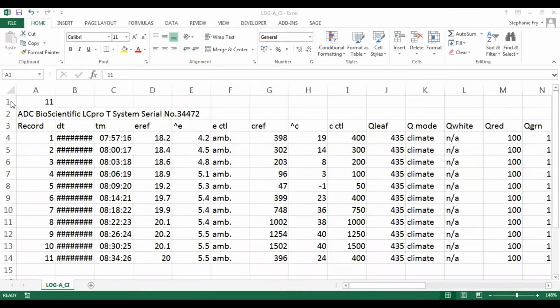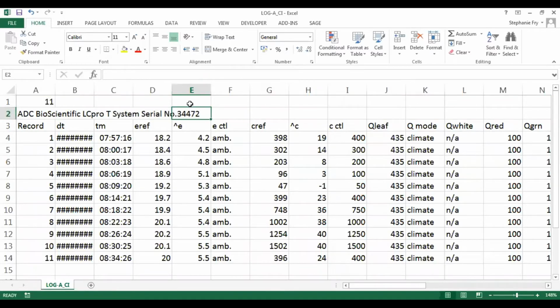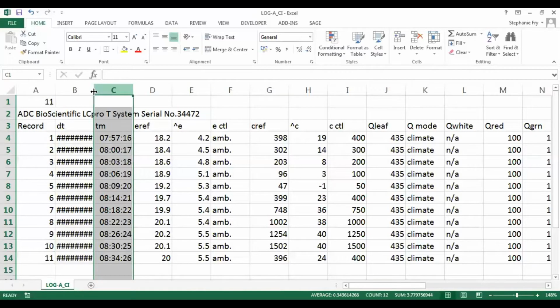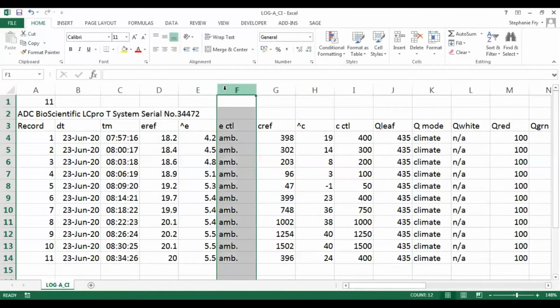Here we have opened the main data log file, which was named under the logging menu. At the top is the number of data points or records. This line gives information as to the system, the LCpro T, and its 5-digit serial number. In the first column are all of the data points or records, followed by date, time, and then we go on to 3 parameters that begin with E.